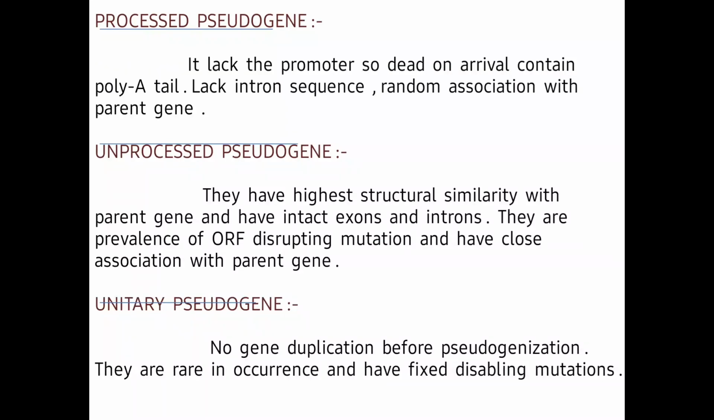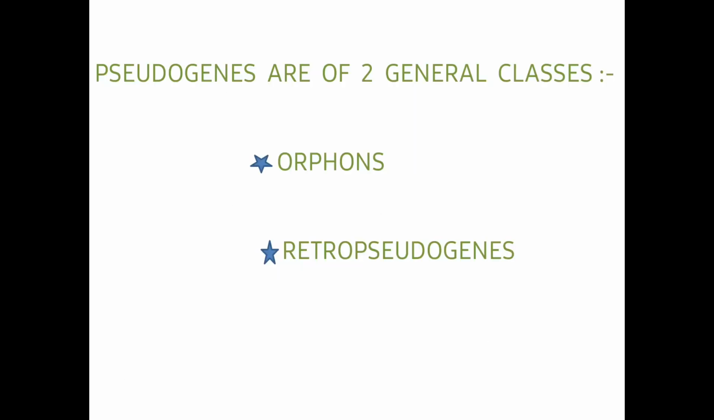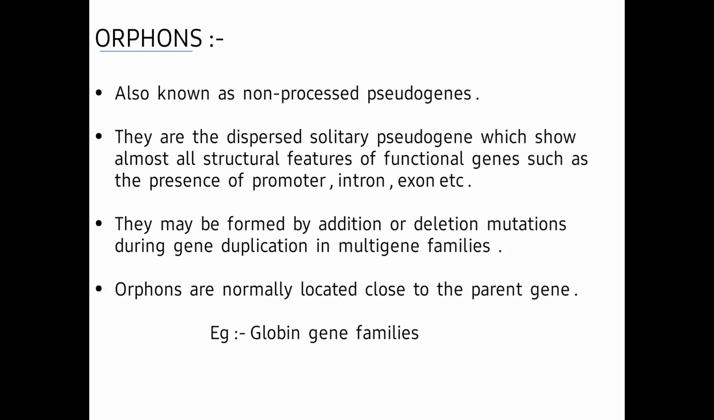So we have said what a pseudogene is, and that there are three types: processed, unprocessed and unitary. Now we are going to say that pseudogenes are generally of two classes, orphans and retropseudogenes. Firstly, the orphans, which are also called non-processed pseudogenes, and let's see what their features are.